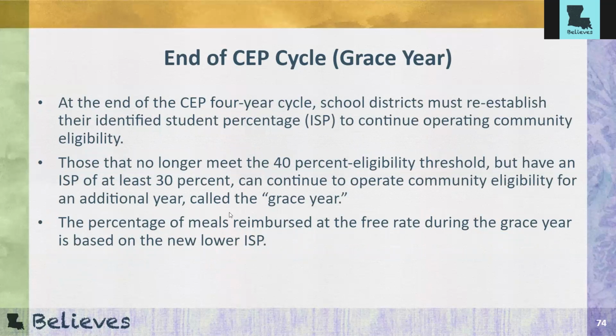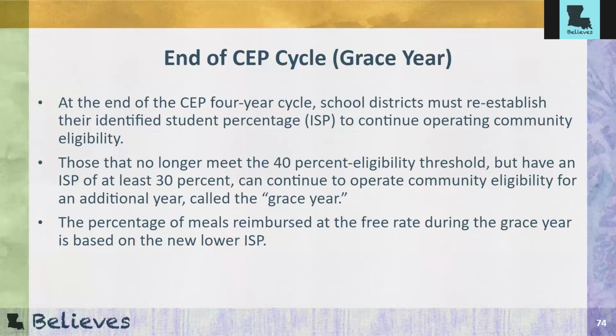At the end of CEP's four-year cycle, school systems must reestablish their identified student percentage to continue CEP. Those that no longer meet that requirement of 40%, but have an identified student percentage of at least 30%, can continue to operate the community eligibility provision for an additional year. And this is called the grace year.